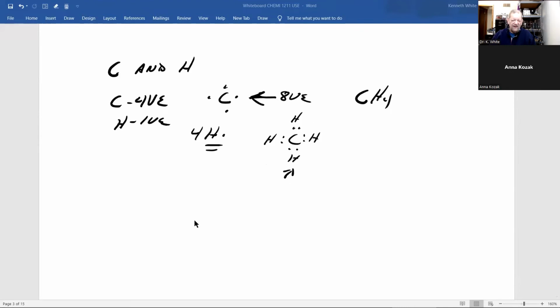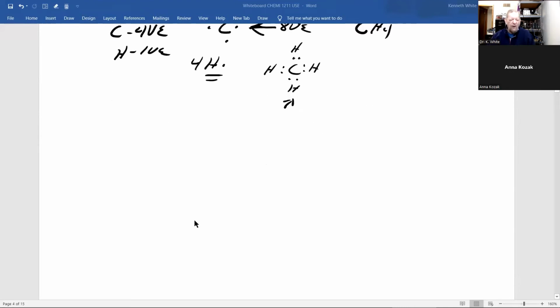Now, let's try another one. What would be the empirical formula for a molecule with nitrogen and hydrogen? And I'll help you out. Nitrogen has 5 valence electrons, hydrogen 1 valence electron. Remember, the octet for hydrogen is 2, but the octet for all the other elements is 8. Your turn.